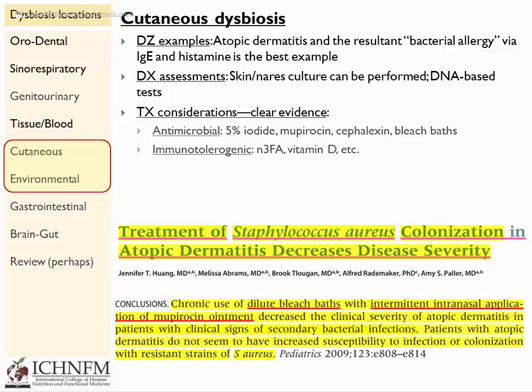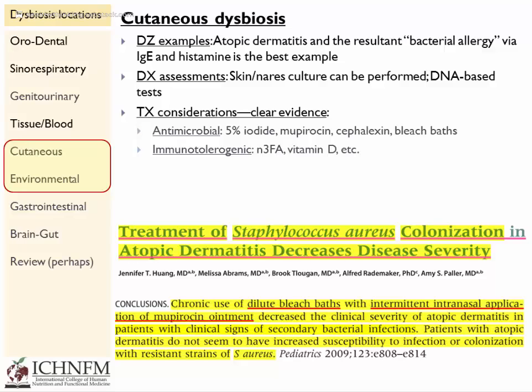Treatment considerations where we have really clear evidence in the treatment of cutaneous dysbiosis, specifically with regard to atopic dermatitis. We can use antimicrobials such as 5% povidone iodine, mupirocin, which is an antibiotic ointment, cephalexin, which is an orally ingested antibiotic, and we can use the bleach baths that I've reviewed with you previously, also in the book, and also, of course, I'll review that again in this presentation. We can promote immune tolerance with omega-3 fatty acids, vitamin D, etc.